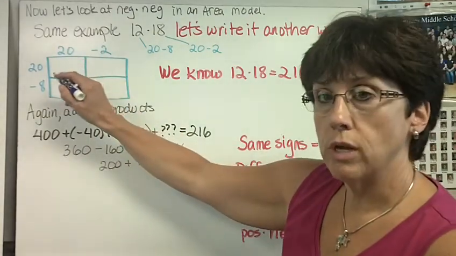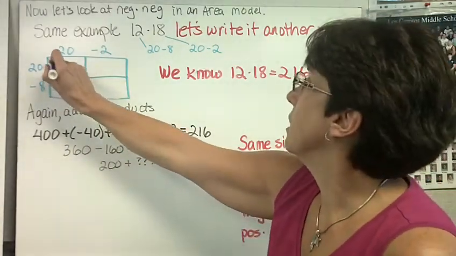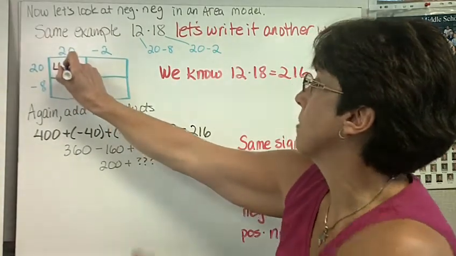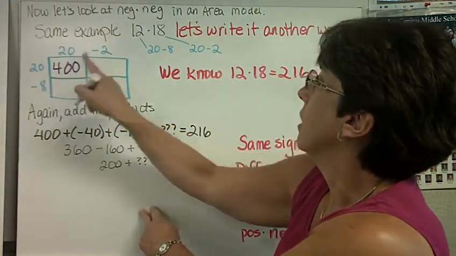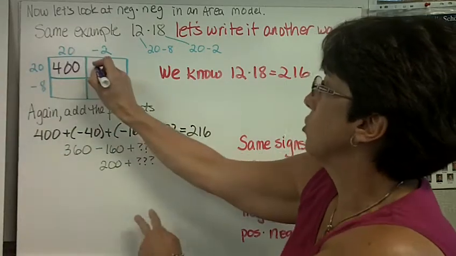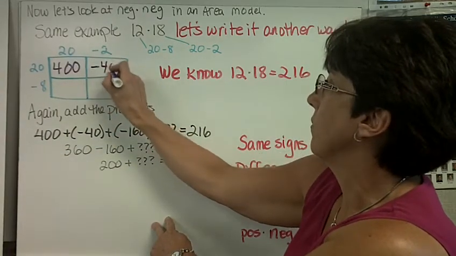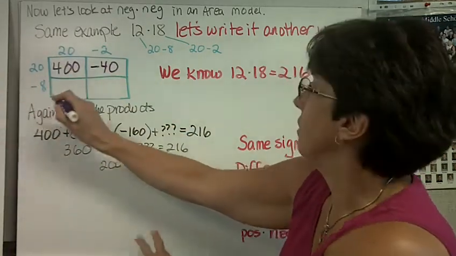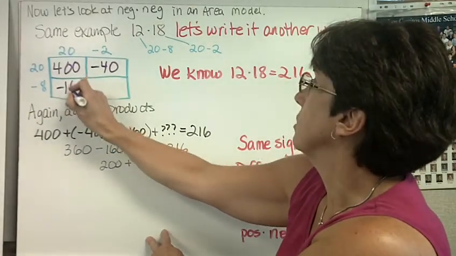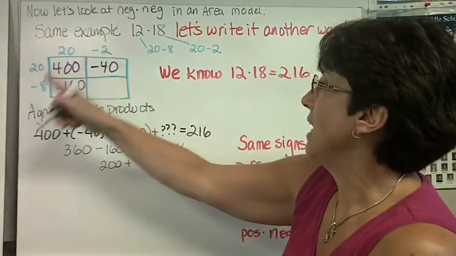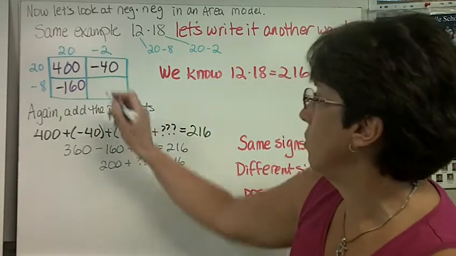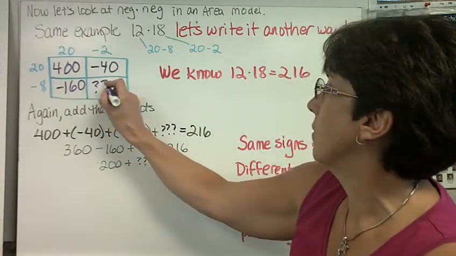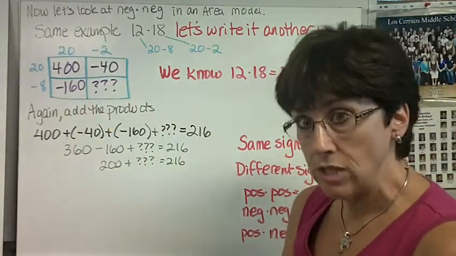Okay, let's do our partial products. 20 times 20 is 400. Negative 2 times 20, negative 40. 20 times negative 8, negative 160. And negative 2 times negative 8, I don't know. We haven't done that yet. So I'm just going to put question marks.